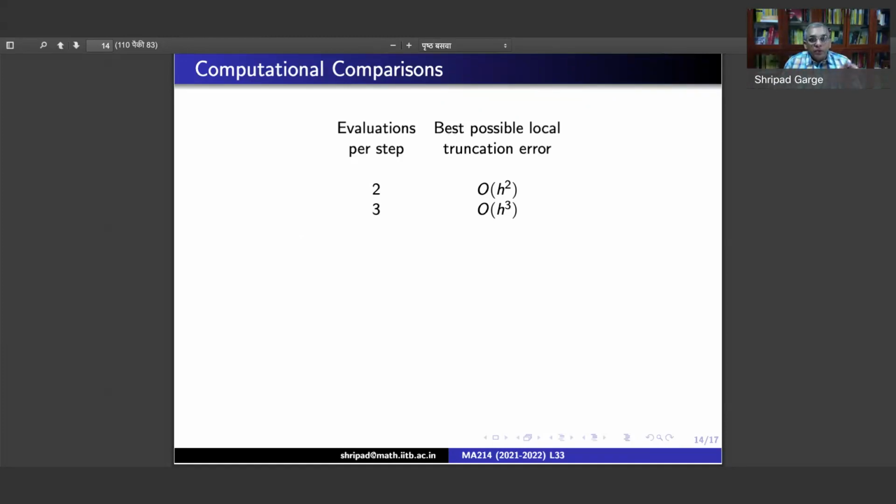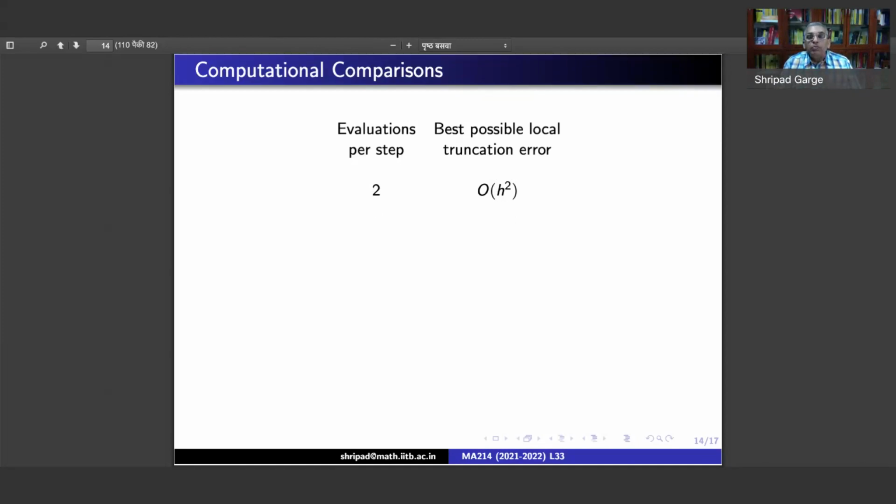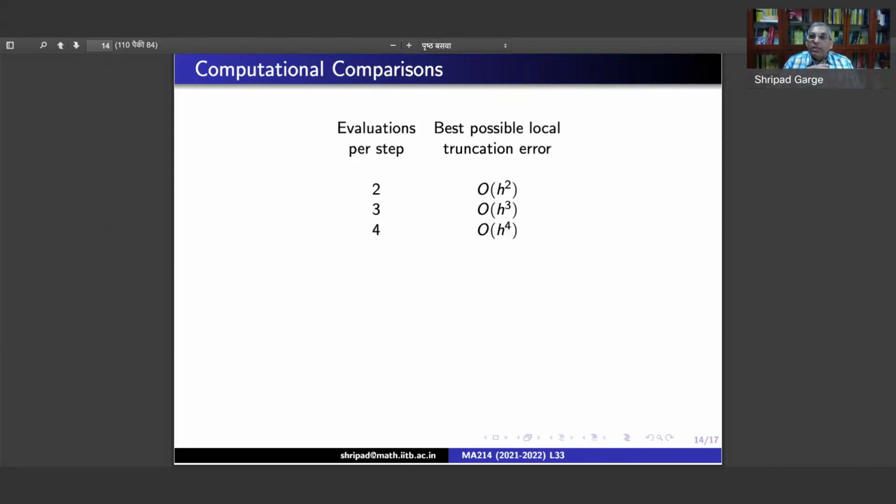equate. For instance, for the evaluations per step being equal to 2, we were not able to compute all the coefficients if you were looking at a complicated capital T, right? And for 4, we have the Runge-Kutta method of order 4, whose truncation error is big O of h power 4. But now comes a twist.